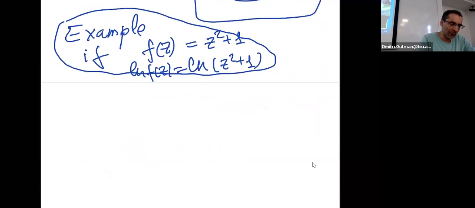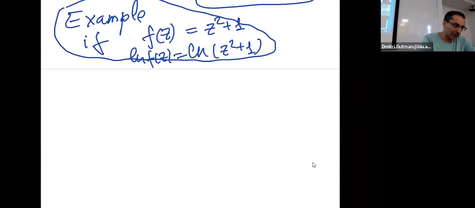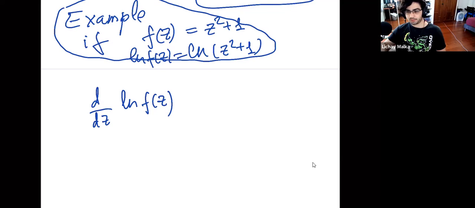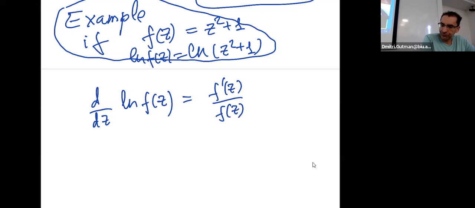Then let's do one more step and compute the derivative d over dz of the logarithm of f of z. So we first took a function f, an analytic function in some domain, then computed its logarithm, then we computed the derivative. What is the derivative of this complex function? Can anyone tell me? f prime over f of z. So this is the derivative of this function, yeah?